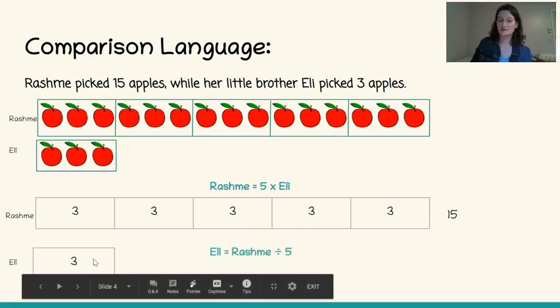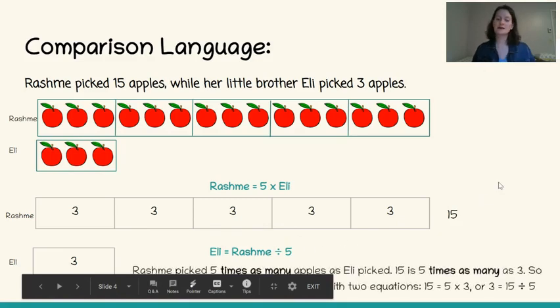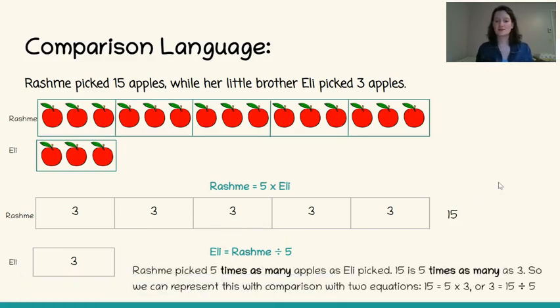And Eli's apples is Rashmi's amount divided by 5. So we would say Rashmi picked 5 times as many apples as Eli picked. 15 is 5 times as many as 3. So we can represent this comparison with 2 equations: 15 equals 5 times 3, or 3 equals 15 divided by 5. Remember that in all of our word problems, we need to write equations to represent the situation and the solution. So let's practice.